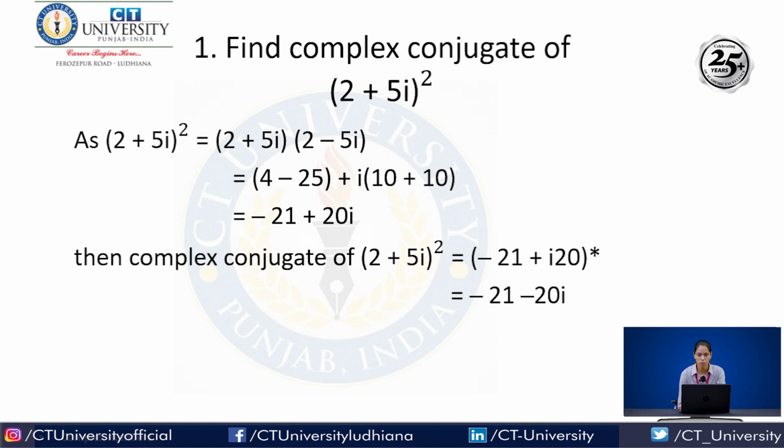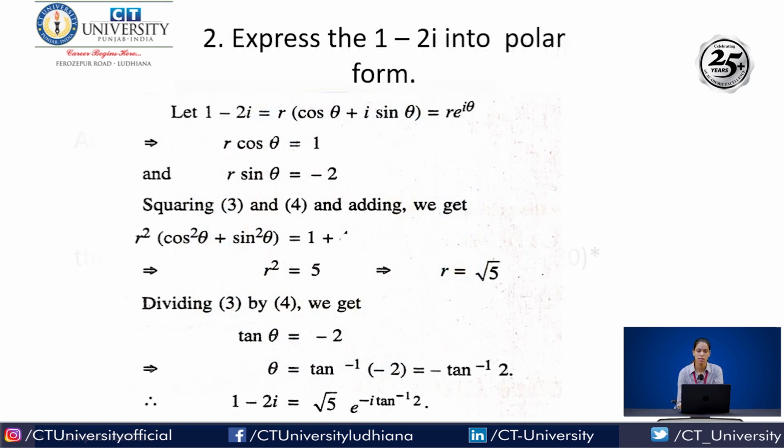Now the question asks for the complex conjugate. So I am taking the complex conjugate of the square, that is the conjugate of minus 21 plus 20 iota, and I simply change the sign from plus to minus, which gives minus 21 minus 20 iota. Taking the next question, that is, express 1 minus 2 iota in the polar form.